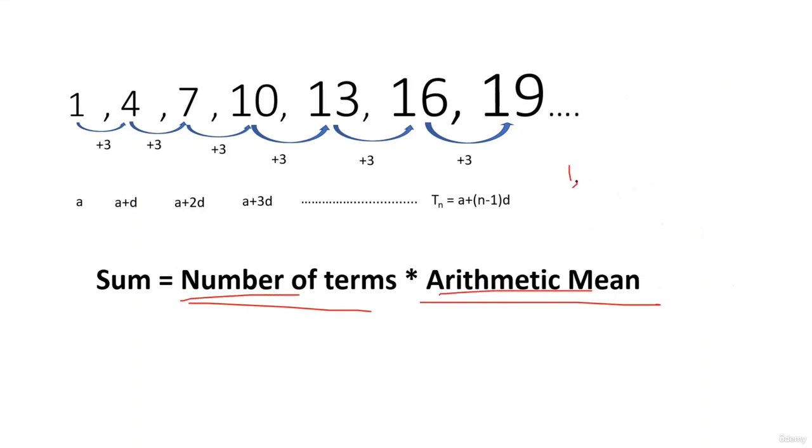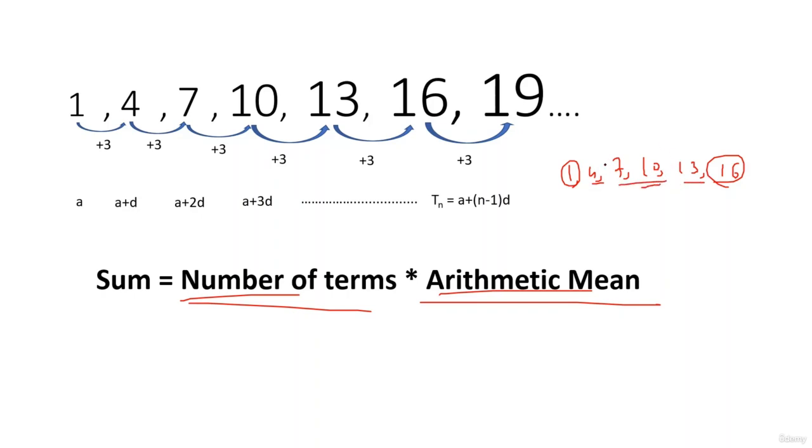But now I will realize that for 1, 4, 7, 10, अगर इसी AP के बारे में बात करें 16, I can observe that the arithmetic mean here is nothing but first term plus last term divided by 2, or second term plus second last term divided by 2, or the 2 middle terms, दोनों का average.